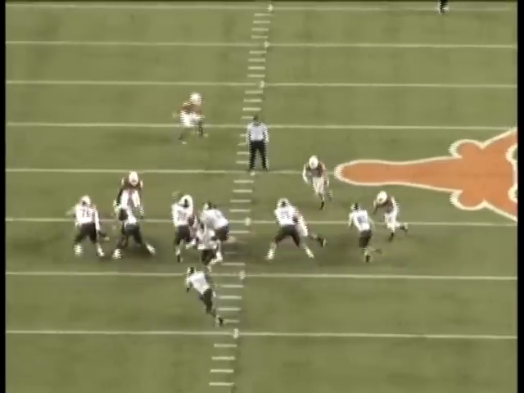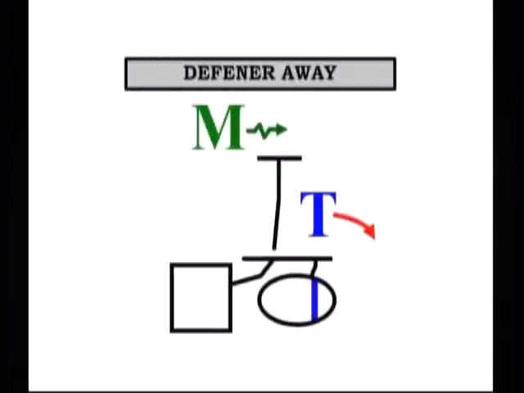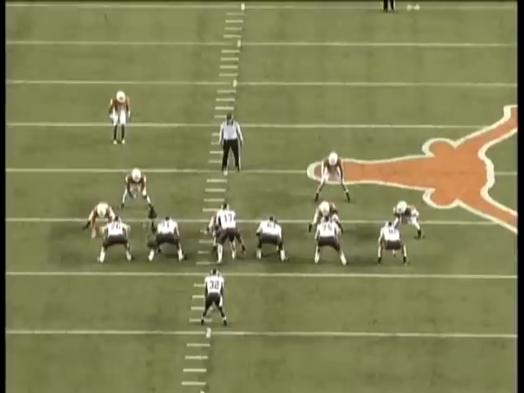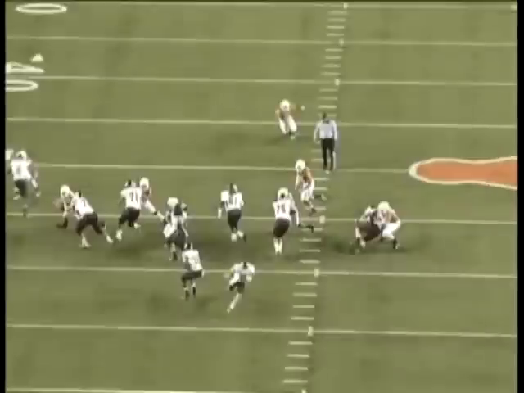Here we are looking at both guards. Let's look at the left guard and the left tackle.